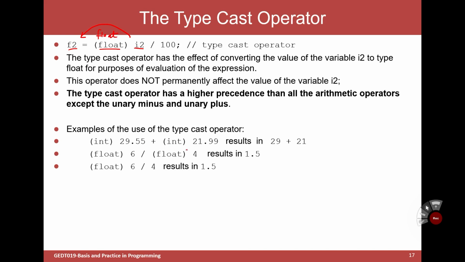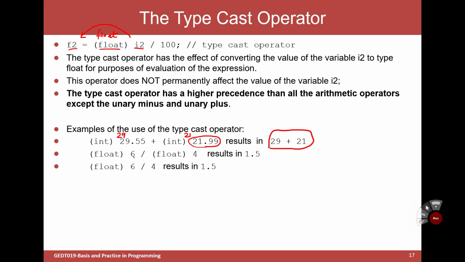Let's see here. This one is an integer. Even if this one is a float, I convert it to integer. So when I convert it to integer, it will be like this, 21 only. How about 0.99? It will disappear. This one is 29.55. Converted to integer, it will be just 29. So the result of this operation will be like this.